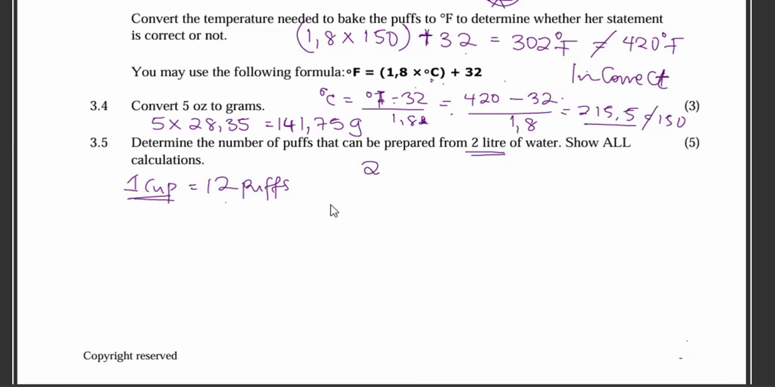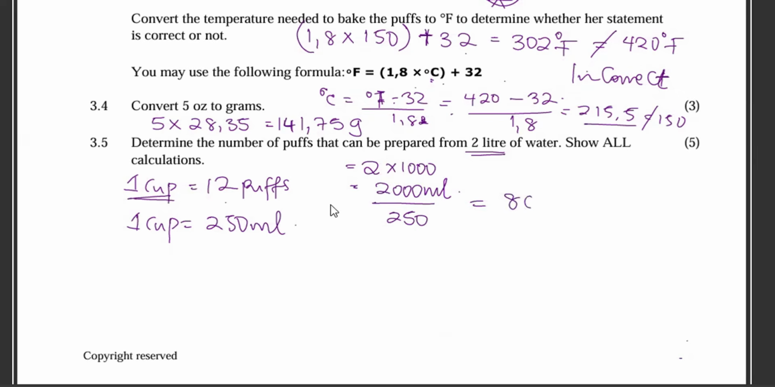You ask yourself, how many cups will they be? But you can't just change. Remember, they have told you, if you only have 1 cup, you have an equivalence of 250 mils. So we shall change the liters to mils. What do we do? Multiply by 1,000. So the answer becomes 2,000 mils. Okay, so if it's 2,000 mils, how many cups will it be? We shall divide by 250. So this is approximately 8 cups.